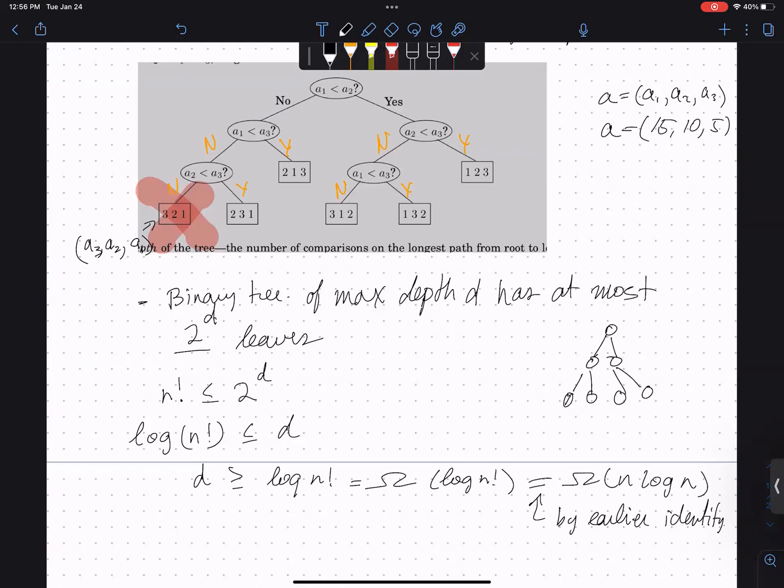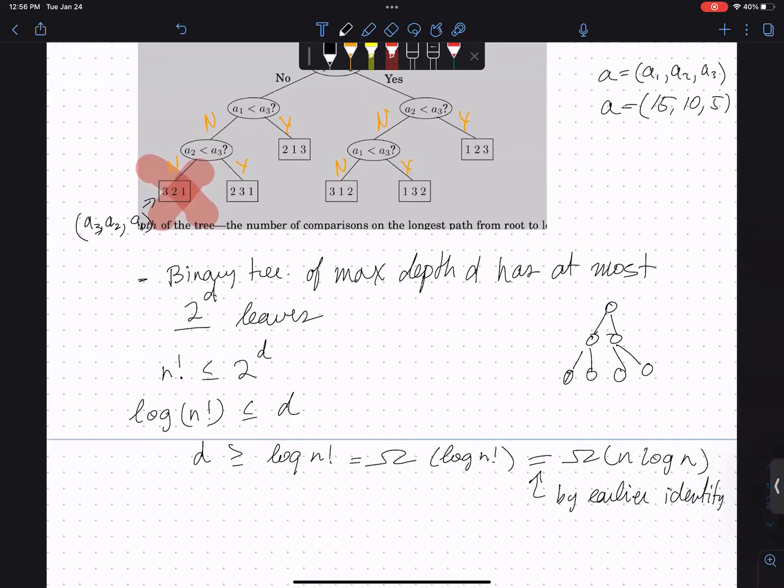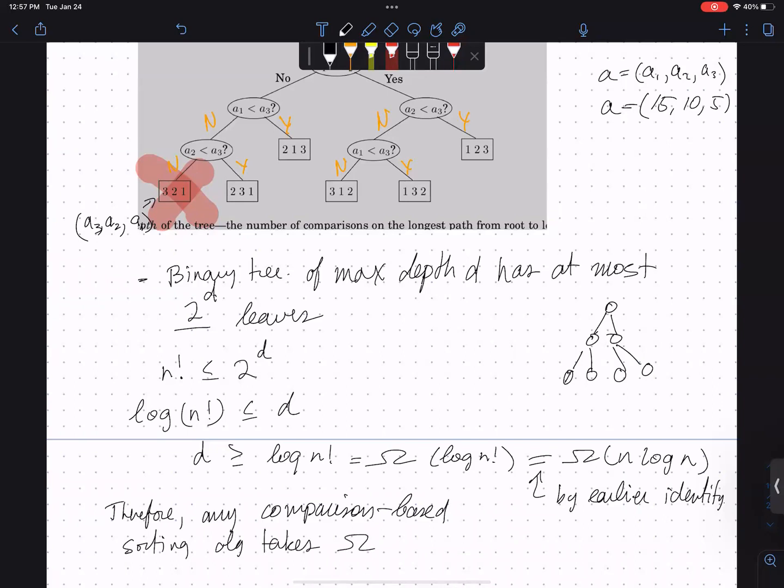Okay, so this is actually it. We said that D is the number of comparisons in the worst case. So therefore, any comparison-based sorting algorithm takes Omega(log n) time. Remember, Omega is like "at least," asymptotically.